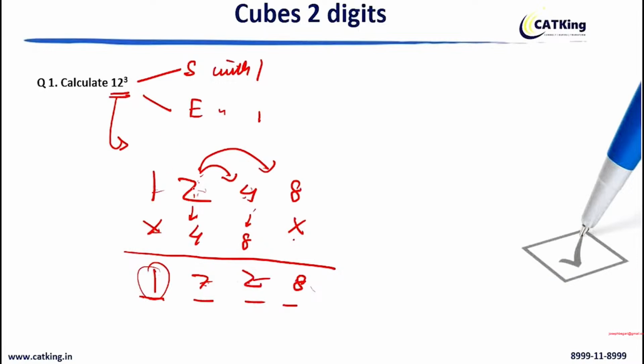Write this number 12. Square it up 4. Cube it up 8. Right? Double middle numbers. Crossing the extreme ends. Add it. That's your answer. As simple as that, guys. With practice, you can do this orally.